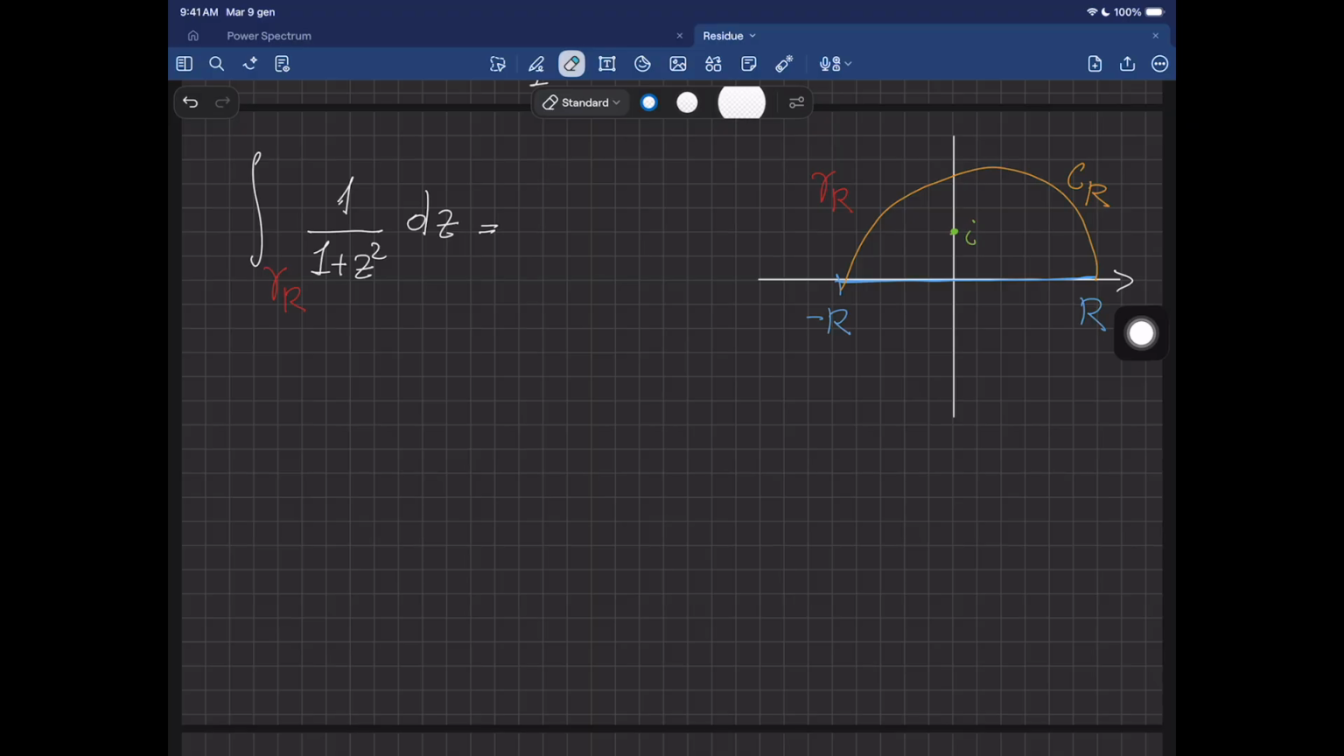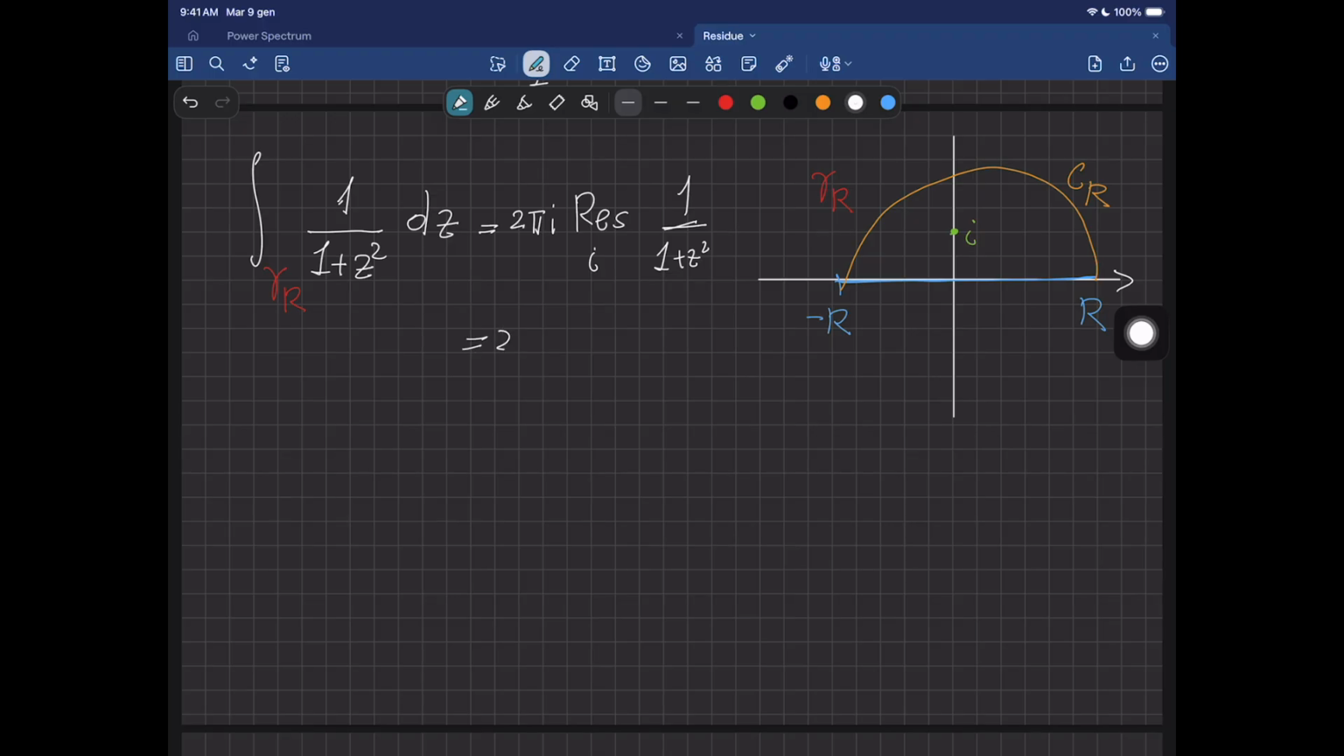Let's start by computing this integral by residue. As we were doing before, it's going to be equal to 2 pi i times the residue at i of the function 1 over 1 plus z squared, and this is going to be equal to 2 pi i times the residue of this function at i, which is 1 over 2i. This goes away, so this is equal to pi. Great, so this is your integral through residues.